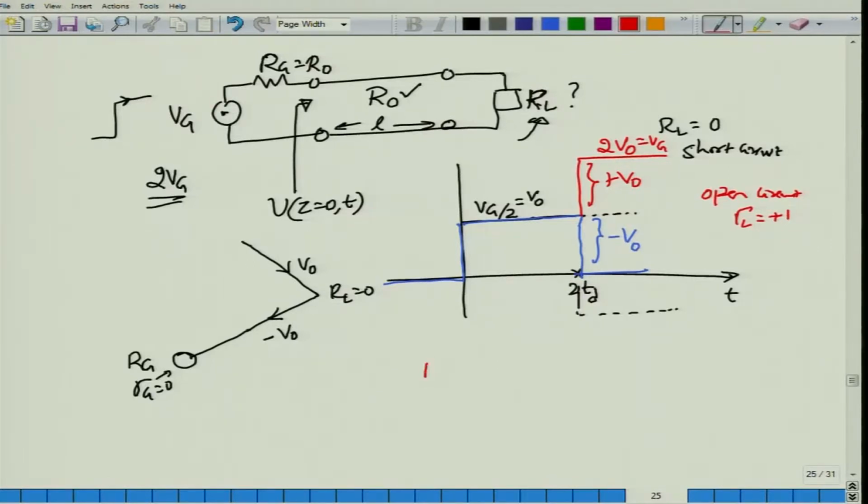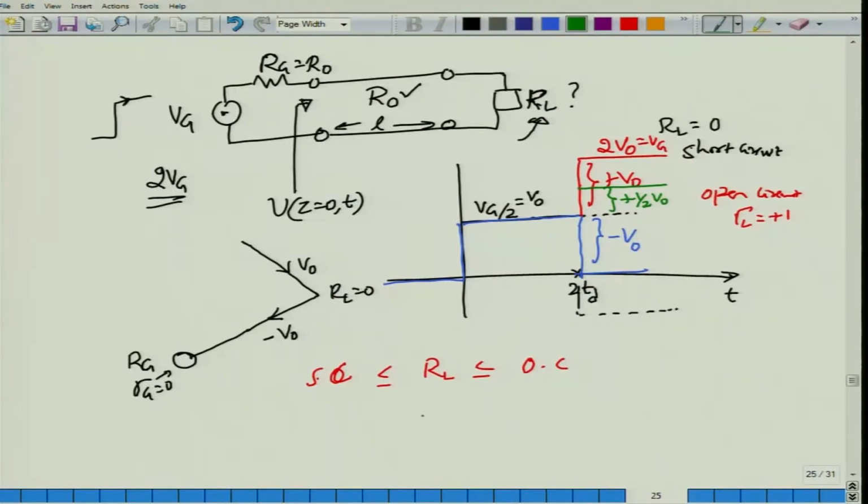If RL happens to be anywhere between the short circuit and the open circuit, the jump accordingly will be either in the negative direction or in the positive direction. However, the magnitude would always be less than V0. Suppose I tell you that the jump has been half V0, and it was actually on the positive side.